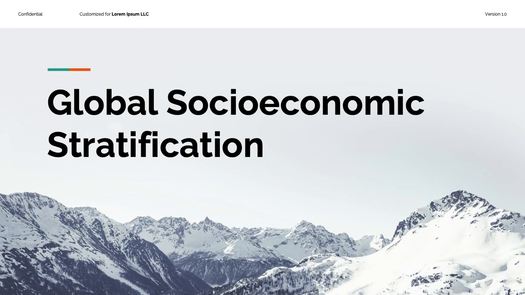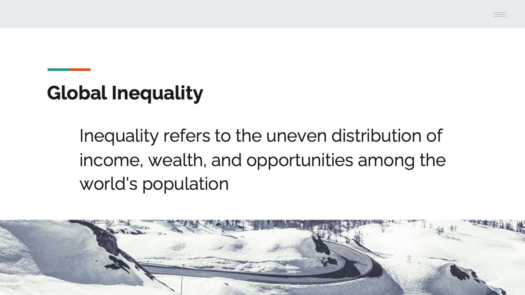Let's discuss global socioeconomic stratification. Inequality refers to the uneven distribution of income, wealth, and opportunities among the world's population. While some level of inequality is natural, the current degree of inequality globally is extreme and massively consequential. A handful of the richest people control more wealth than the poor half of humanity combined.